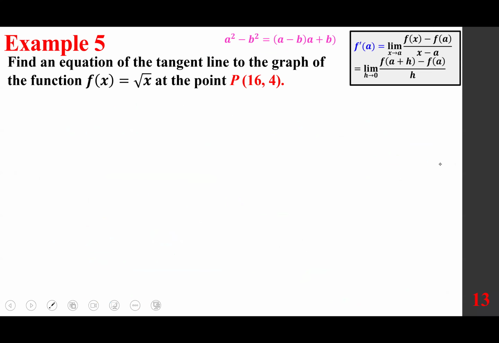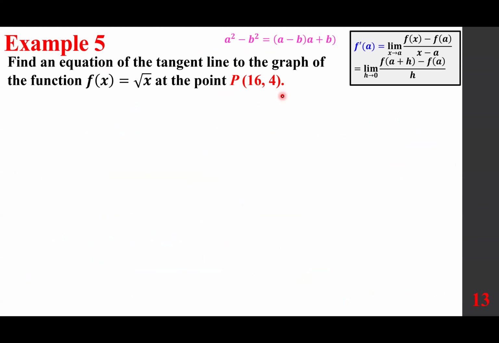Okay, we're going to move on. We want to find an equation of a tangent line to the graph of the function f of x equals square root of x at the given point with coordinates 16 and 4.